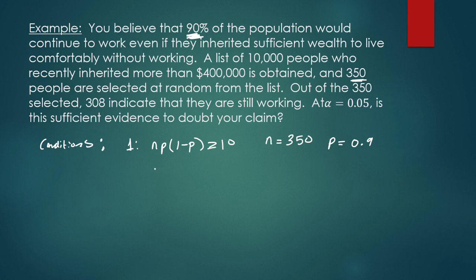So let's check the condition. n is 350, I'll plug in 350 for n. p, the population proportion, is 0.9 times the quantity 1 minus 0.9. And this number is going to be 31.5, and that's clearly at least 10, so condition 1 is met.